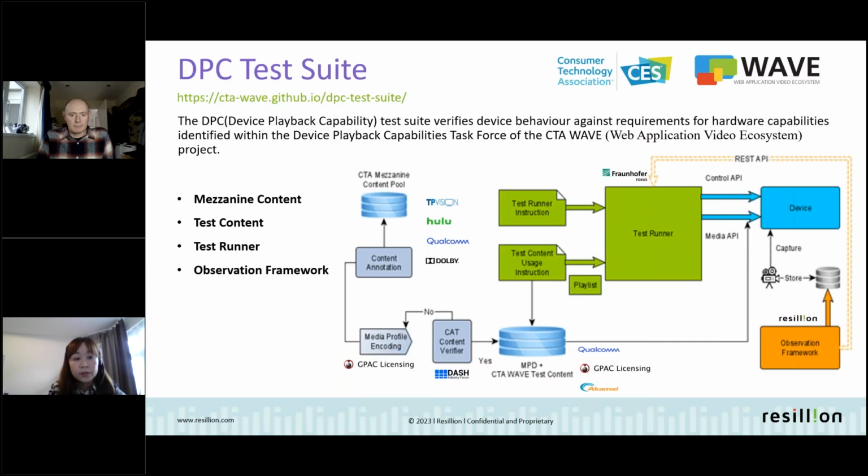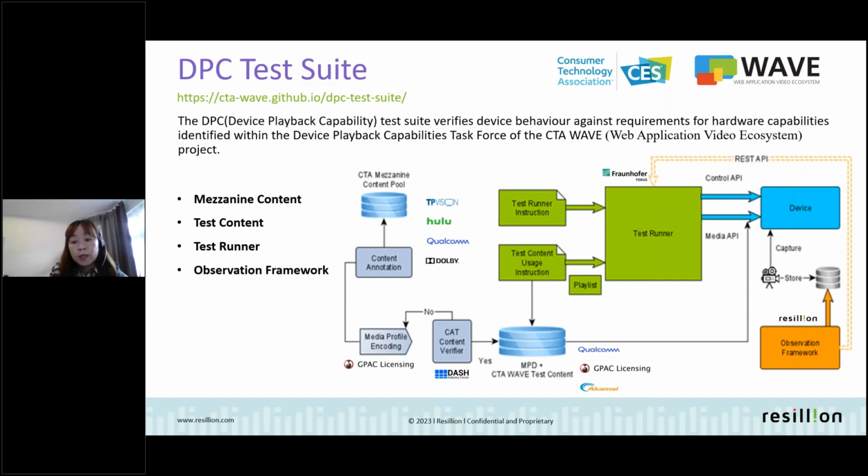So first, I'd like to start with the DPC test suite. CTA's WAVE project aims to improve how internet-delivered video and audio is handled on consumer electronic devices. This includes mobile phones, smart TVs, and any other media playback devices. The device playback capability test suite verifies the device capabilities defined in the DPC specification.